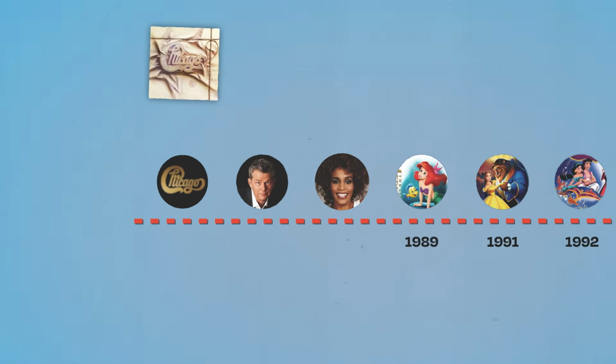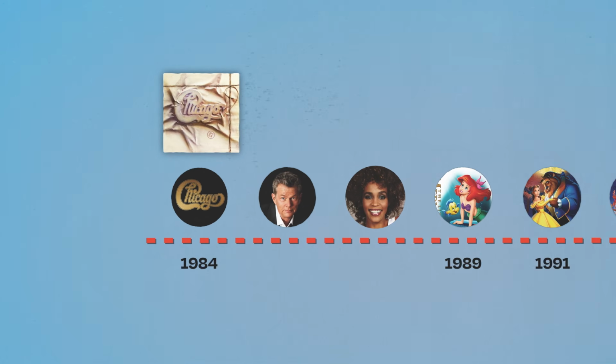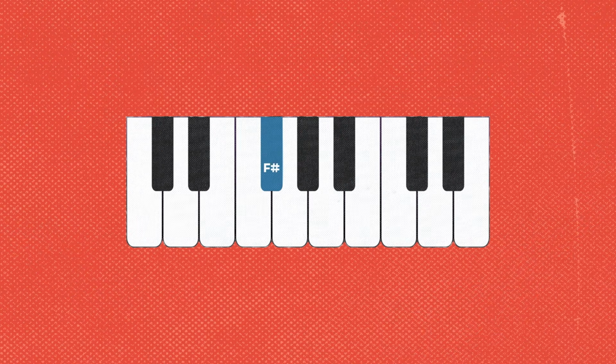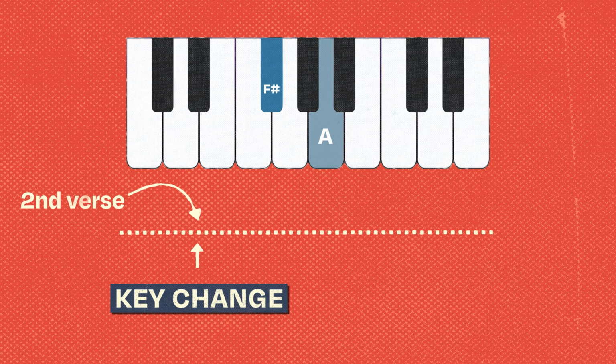Check out this incredibly epic love ballad from 1984 off of Chicago 17, produced by David Foster, called Hard Habit to Break. It starts off in the key of F sharp major, and only 35 seconds in, modulates up a minor third to the key of A major to kick off the second verse, just like in A Whole New World.